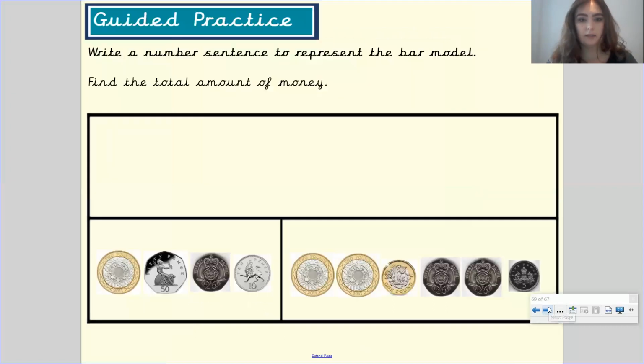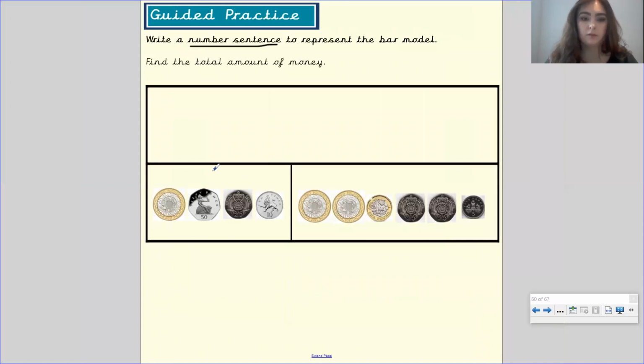Okay, great work, guys. So now what we need to do is write a number sentence to represent the bar model. But first we need to find out the total of money. So let's have a look at this part of the bar model first. We've got a £2 coin, 50 pence, 20 pence, and 10 pence. So let's add this part up together first. How many pounds do we have and how many pence?